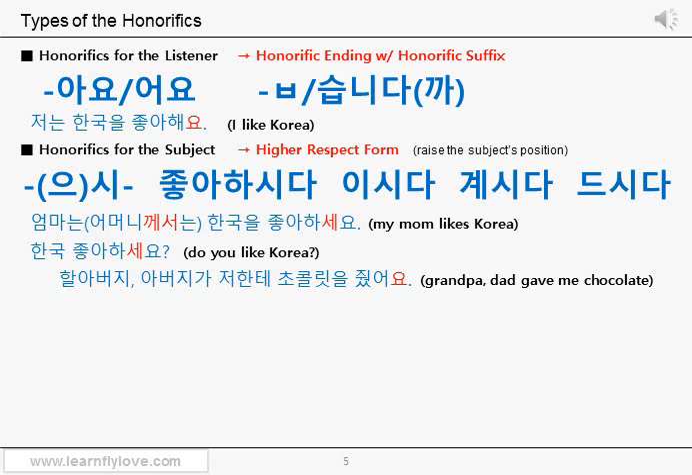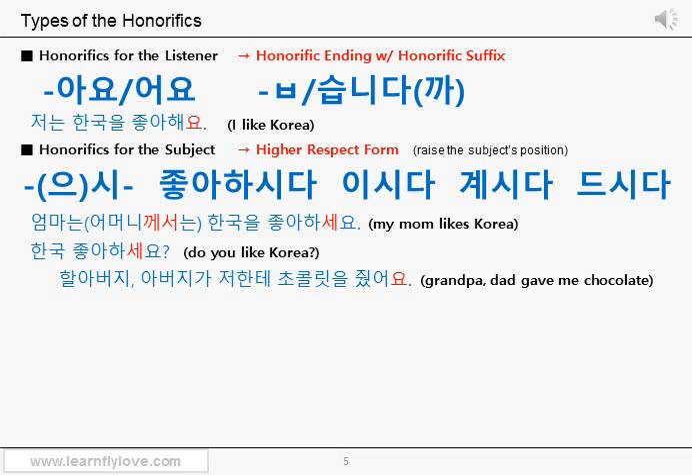Please take a close look at this sentence. 할아버지, you called your grandfather and talked to him. 아버지가 저한테 초콜릿을 줬어요. Again, who are you talking to? Yes, you are talking to your grandfather. And who's the subject? Yes, your father is the subject. You are talking to your grandfather about your father. Please take a look at the predicate 줬어요. We didn't use the higher respect form even though the subject is your father. Why? Because grandfather, who you are talking to, is in a higher position than the subject father.